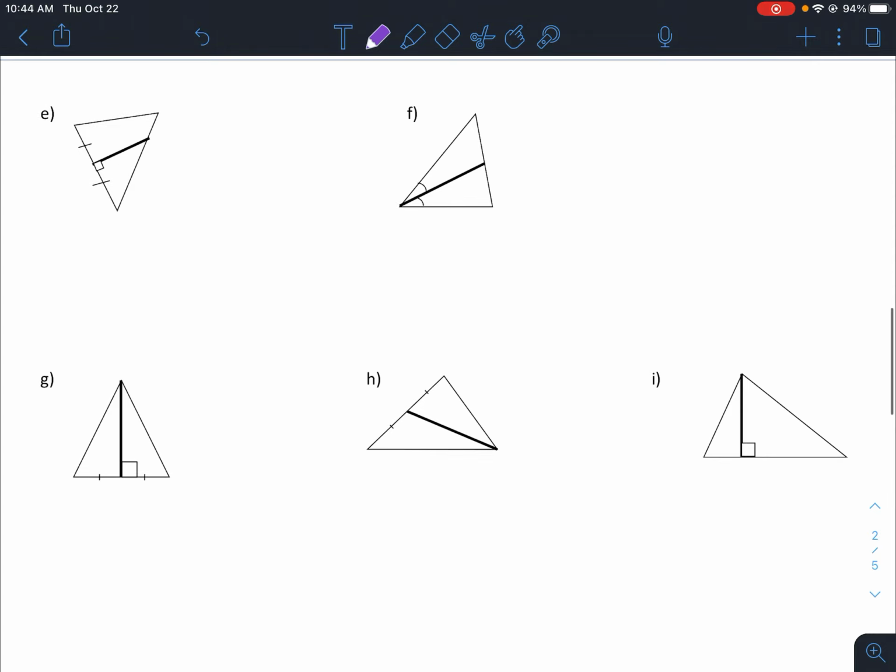So here are 5 more problems. I'd like you to pause the video and come back and check when you are done. All right, let's go through the answers here. Letter E, it's perpendicular and bisector, so this is a perpendicular bisector. It has congruent segments and it has a right angle. Letter F has congruent angles, so this is called an angle bisector.